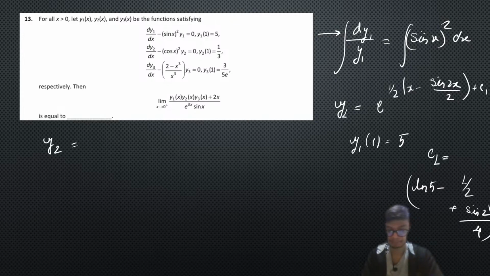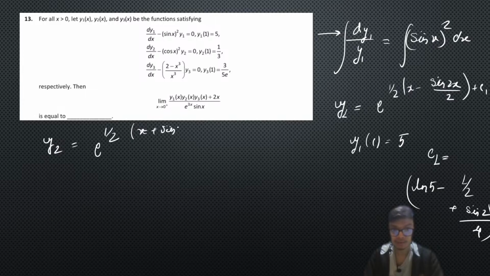Similarly, y2 is also in variable separable form, and y2 is going to look like e to the power 1 by 2 into x plus sine of 2x divided by 2 plus some c2. And you can find c2 as minus of ln 3 minus half minus sine 2 radians by 4.